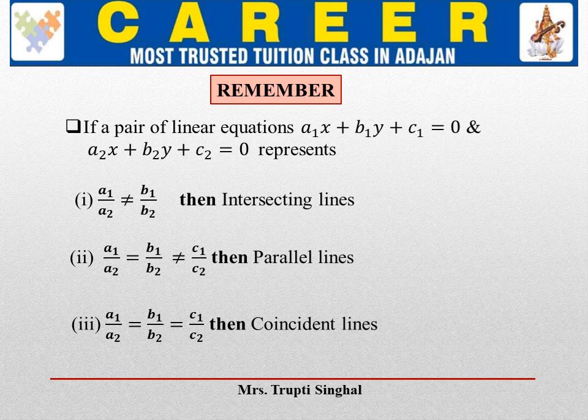Second, if a1 upon a2 equals b1 upon b2 and is not equal to the constant term ratio c1 upon c2, then they are parallel lines. Third point, if a1 upon a2 equals b1 upon b2 equals c1 upon c2, then they are coincident lines. That means overlapping lines. So this is the heart of the chapter.